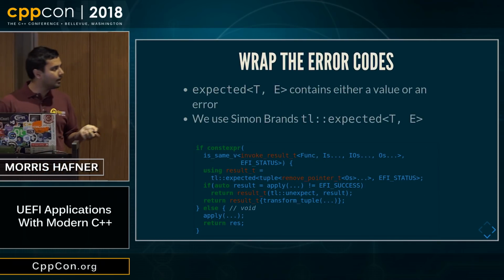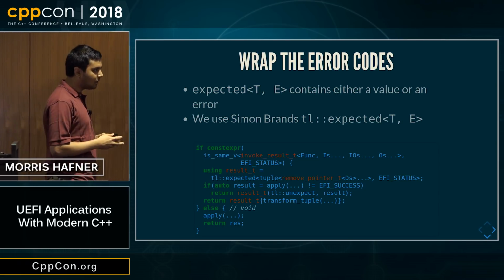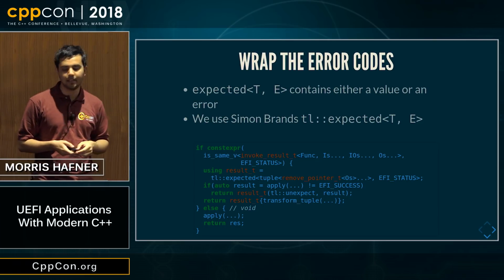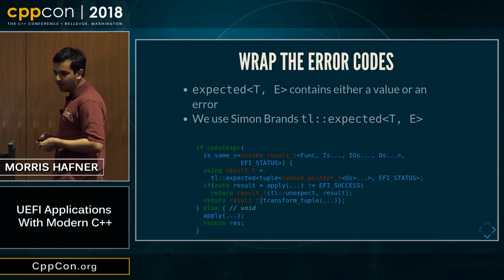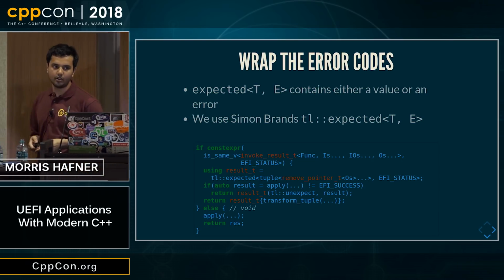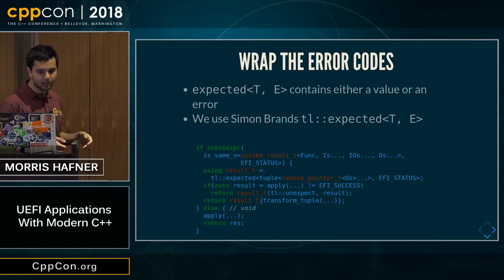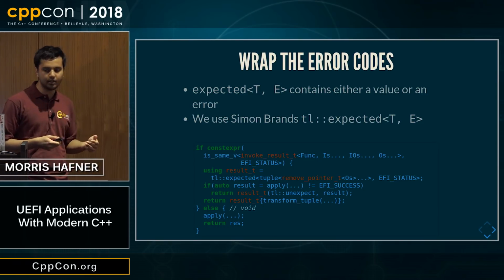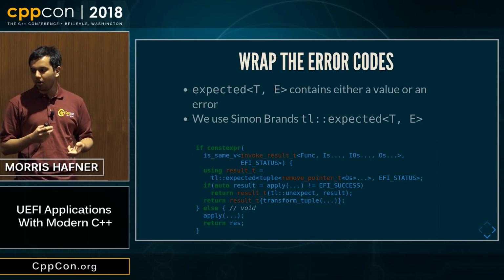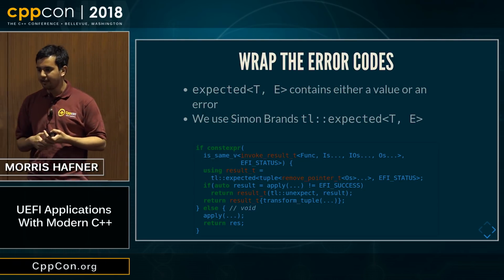Okay. And now what we still need to do is wrap the error codes. So as I said before, we don't have access to exceptions, and even then exceptions cause some overhead, so I don't really want to use them. Instead, I want to use an expected type. So if you haven't seen Simon Brand's and Phil Nash's talk or Andre's talk from earlier this conference, an expected type is something like a special variant that either contains a result value or an error value. And in my case, I'm using Simon Brand's implementation, TL expected.